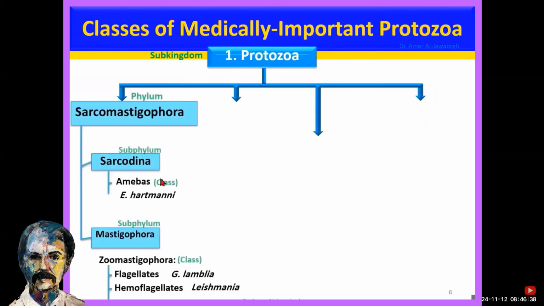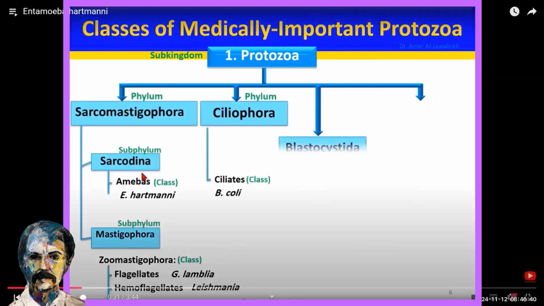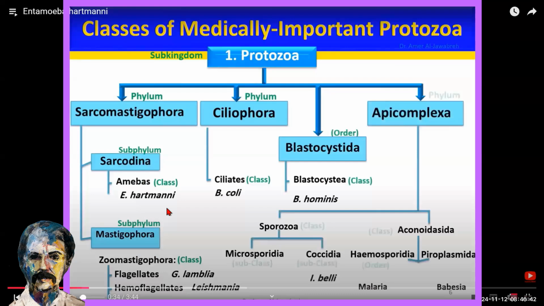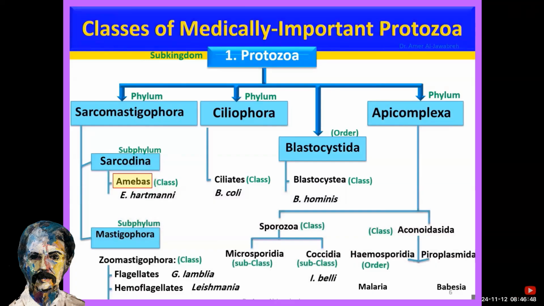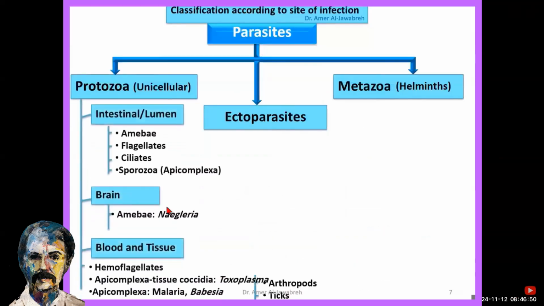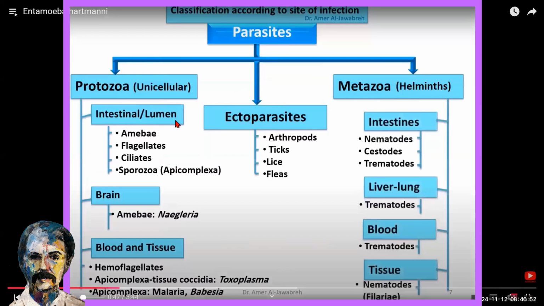Here, Sarcomastigophora, Sarcodina, amoebas. This is where we are now. E. hartmanni, that's according to the taxonomy. According to the site of infection, we are here in the intestinal or luminal amoebae.